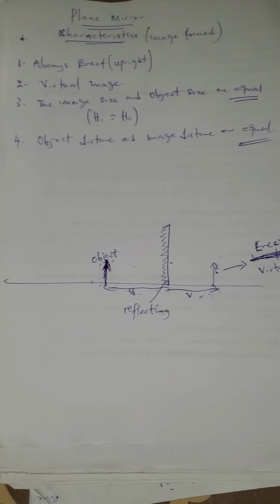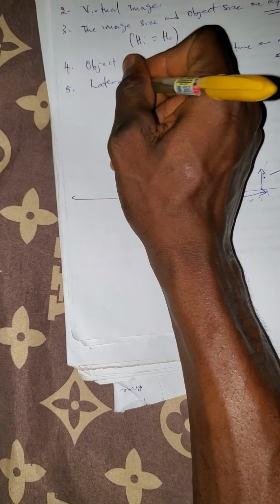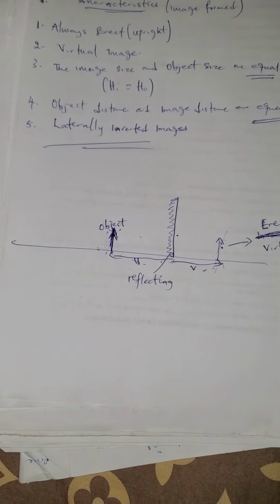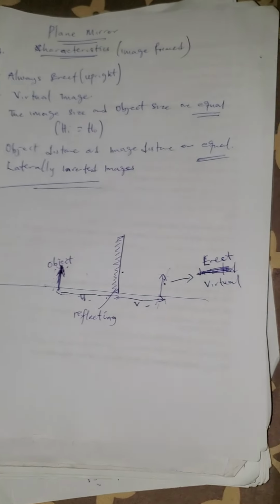The image distance and the object distance should also be equal. And number 5, they are laterally inverted. So it produces laterally inverted images.